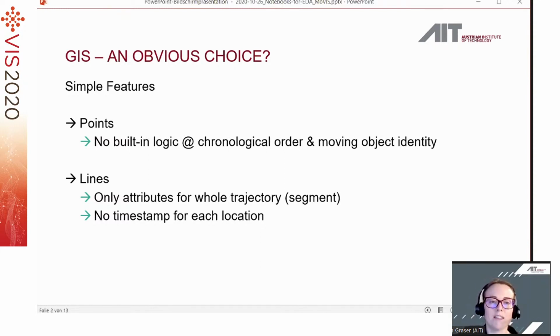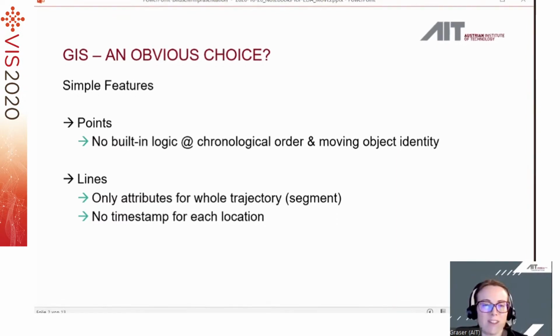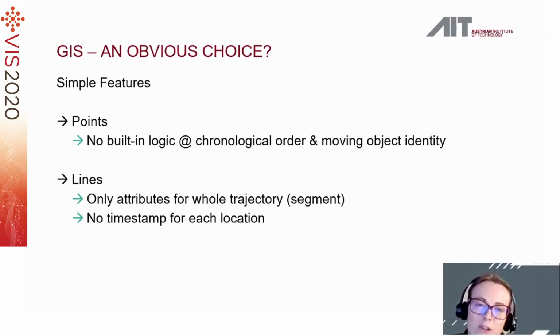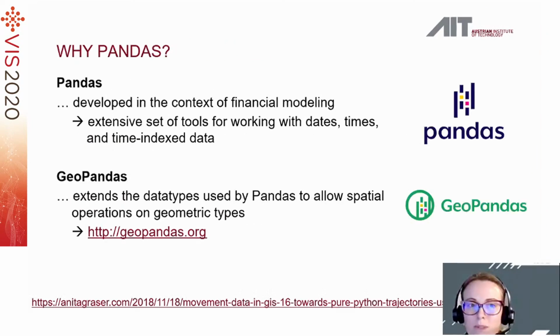or you have lines which have only a certain set of attributes for the whole trajectory or trajectory segment, and you don't have any information like timestamps or other attributes for each location along these lines. So I had to realize that GIS, while an obvious choice for myself, is probably not the best choice.